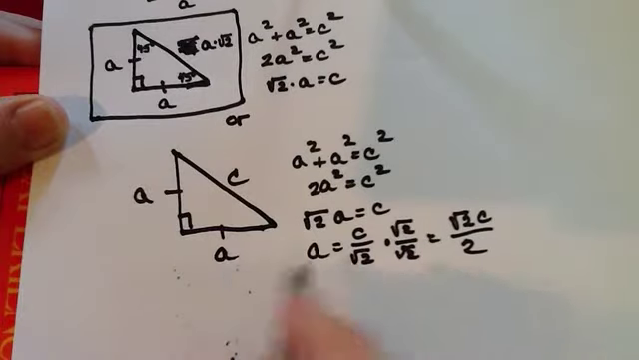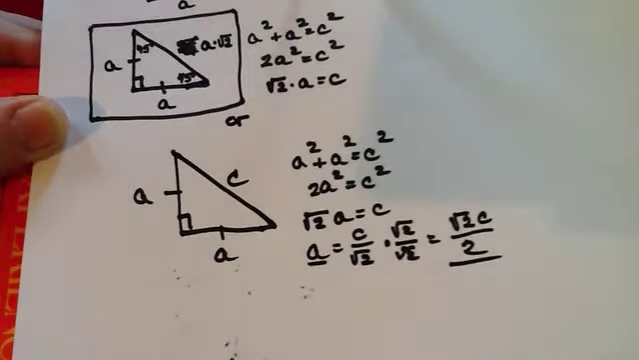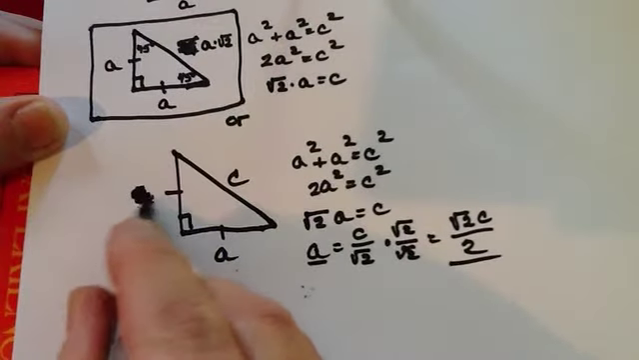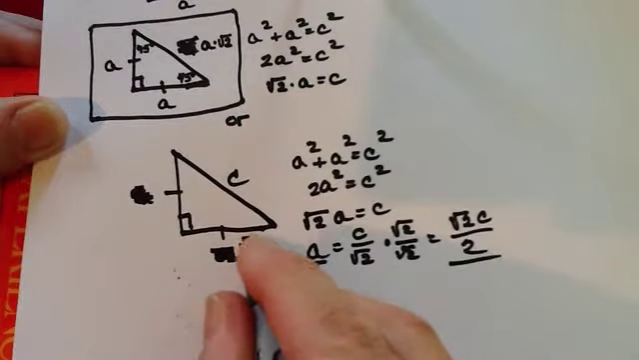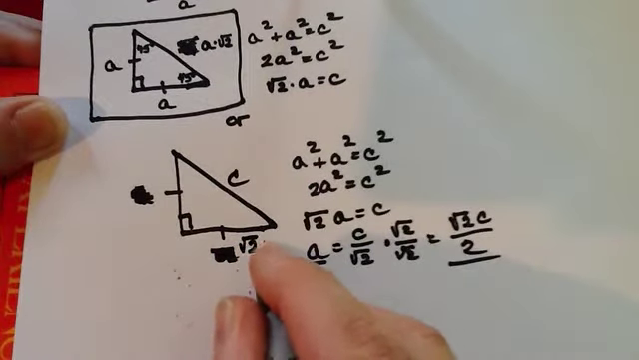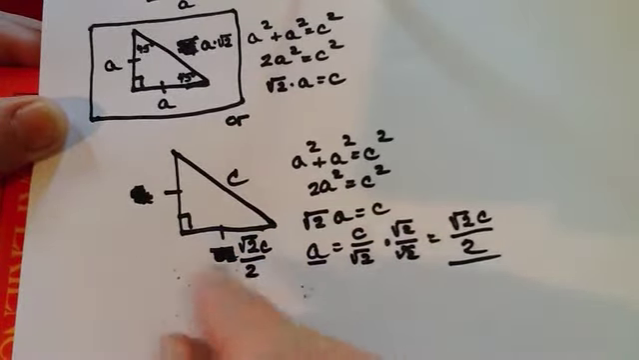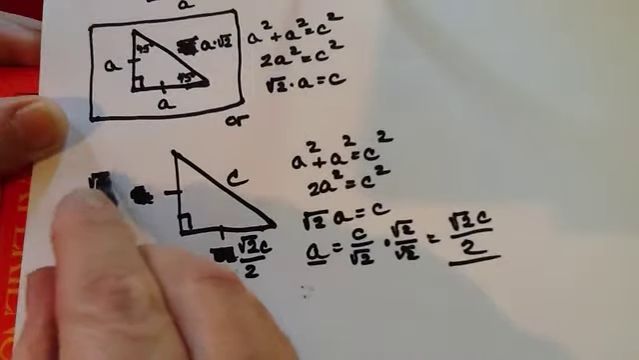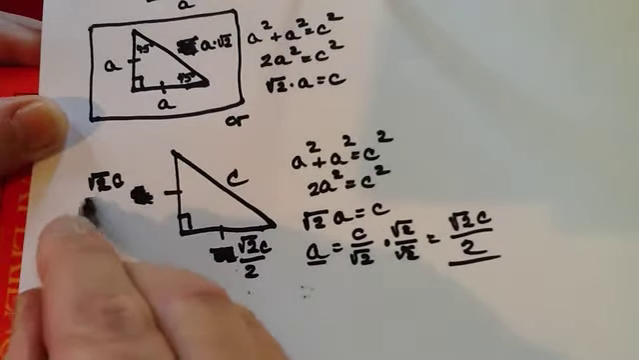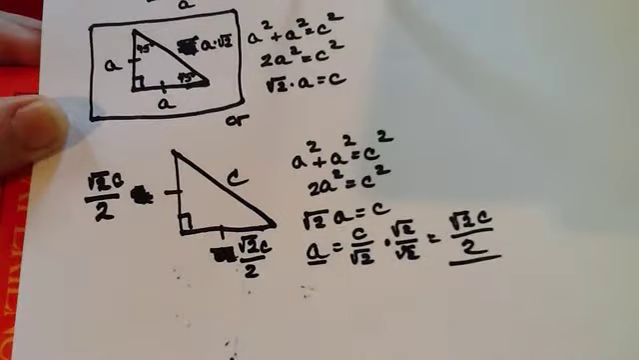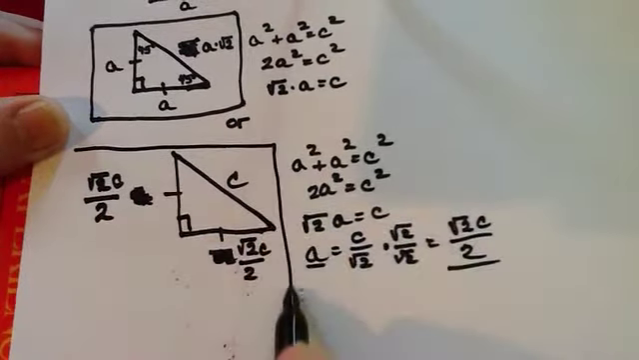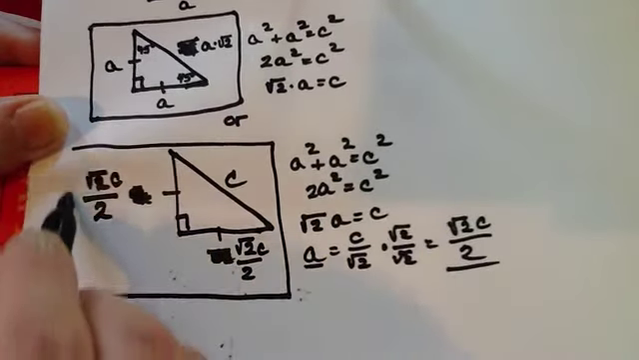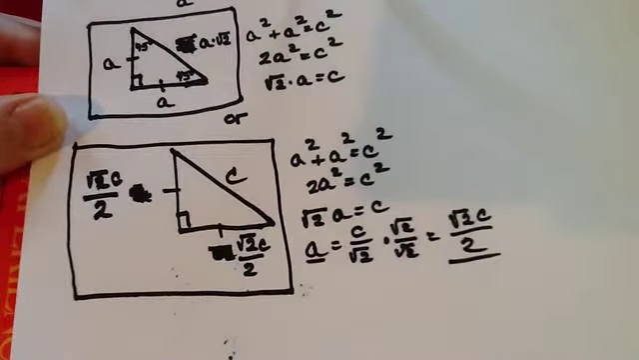So in other words, if I tell you here is an isosceles right triangle, and the hypotenuse is C, it means that the legs are going to be the square root of 2 times the hypotenuse over 2. Square root of 2 times the length of the hypotenuse over 2. These are the only two ways you could be given information about an isosceles right triangle.